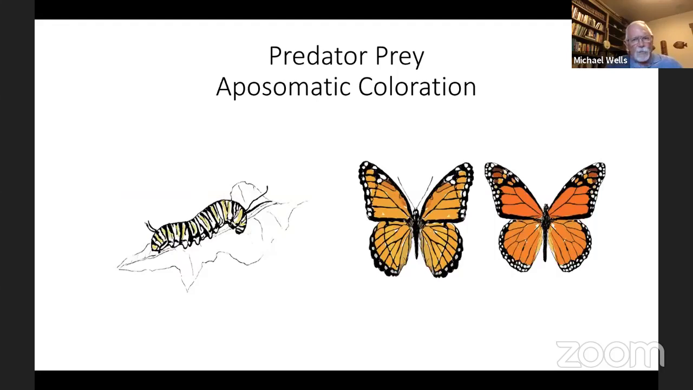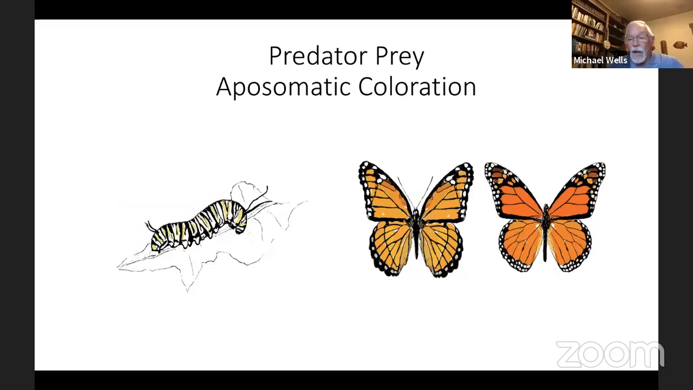And another thing in predator-prey relationships is coloration. If you're poisonous and you've evolved toxins to keep from being eaten, it makes sense that you let other animals know that. And so animals that tend to be poisonous or bad tasting tend to have very bright color patterns. And this is aposomatic coloration. Apo means sign, and somatic refers to the body. So just a body with a sign on it.